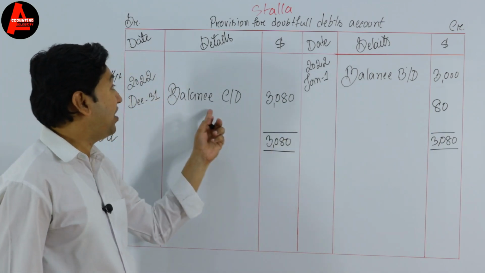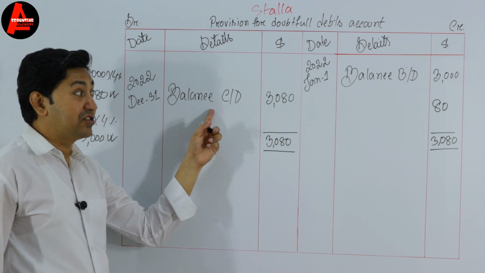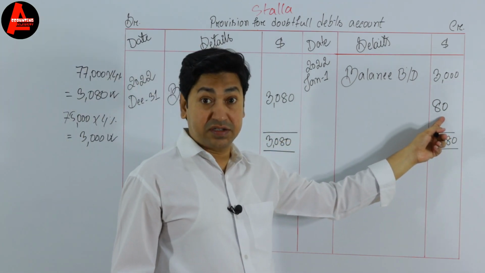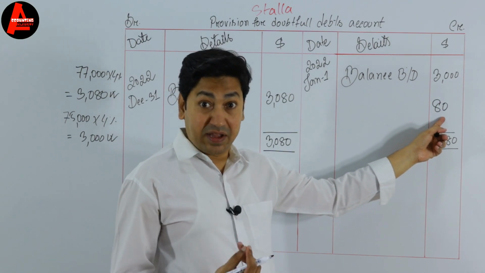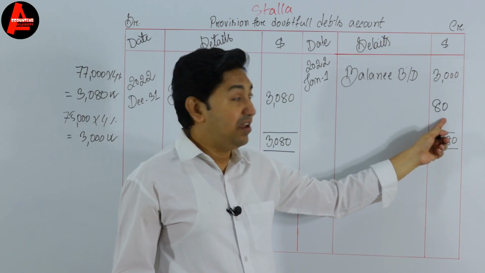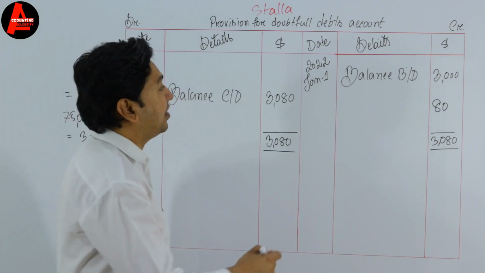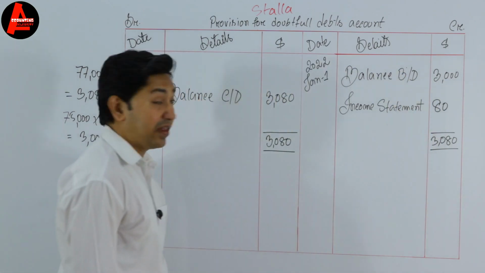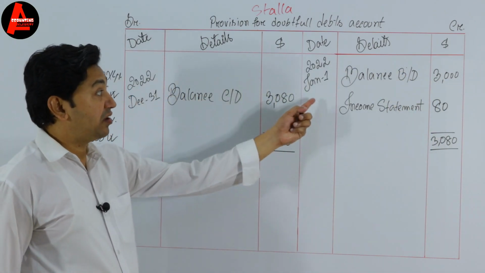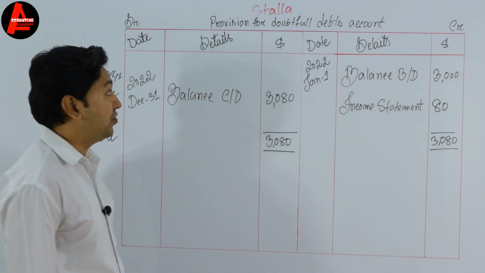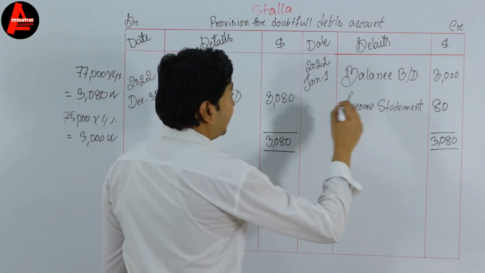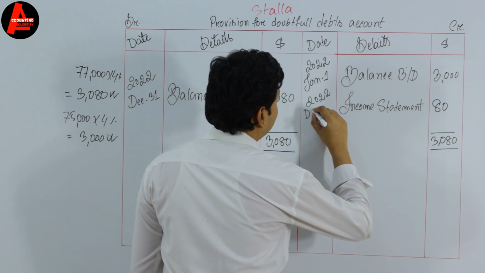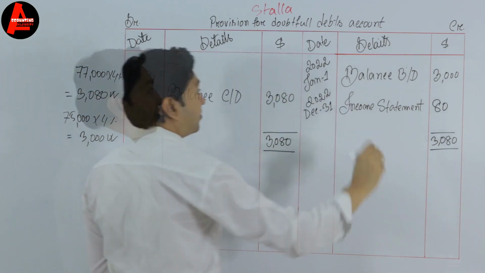So we will write here again balance CD? No, never. We have already the closing balance here. So this amount is the current year provision for doubtful debts. This will appear as an expense in the income statement. So we will write here income statement. And what date will we write? 1st January? No, we will write the closing date, that means December 31st 2022.